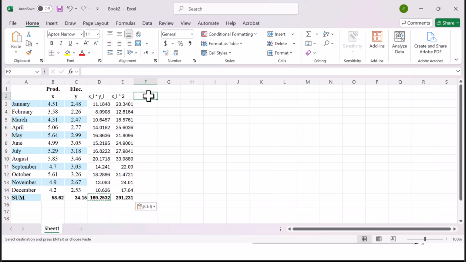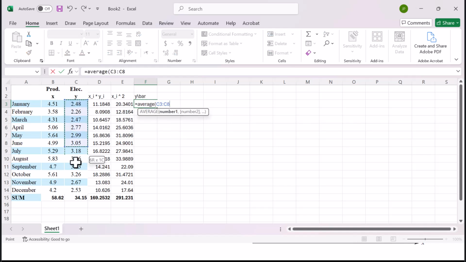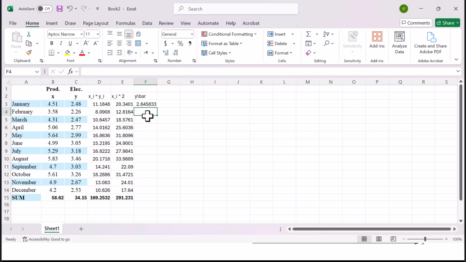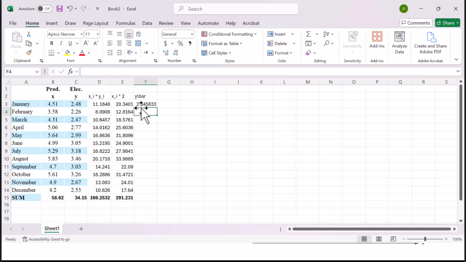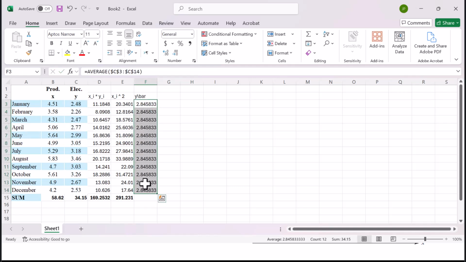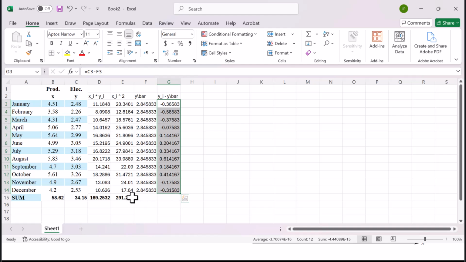The next thing is y bar, right? So y bar is the average of y, so it's equal to the average of all y values. Because this is the same for all, I'm gonna fix this one. So I use the dollar sign, so I will have the same values for all. This is the average. Now I need to calculate yi minus y bar. It means each data of y minus y bar, right? That's okay. So we will find the sum for this one as well.